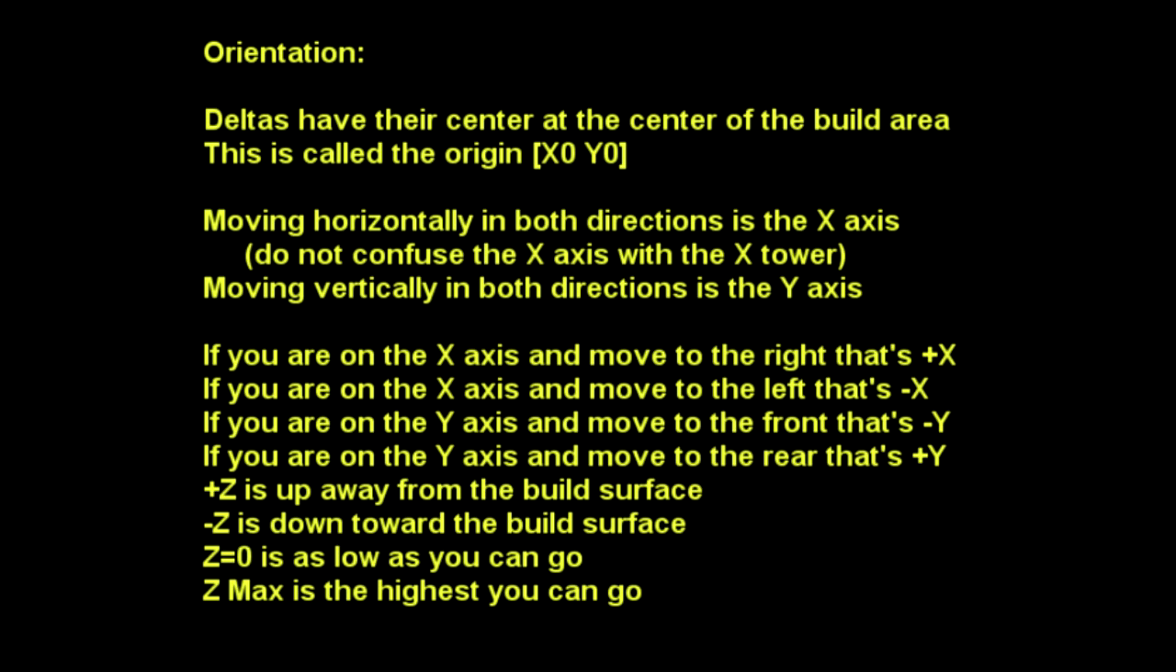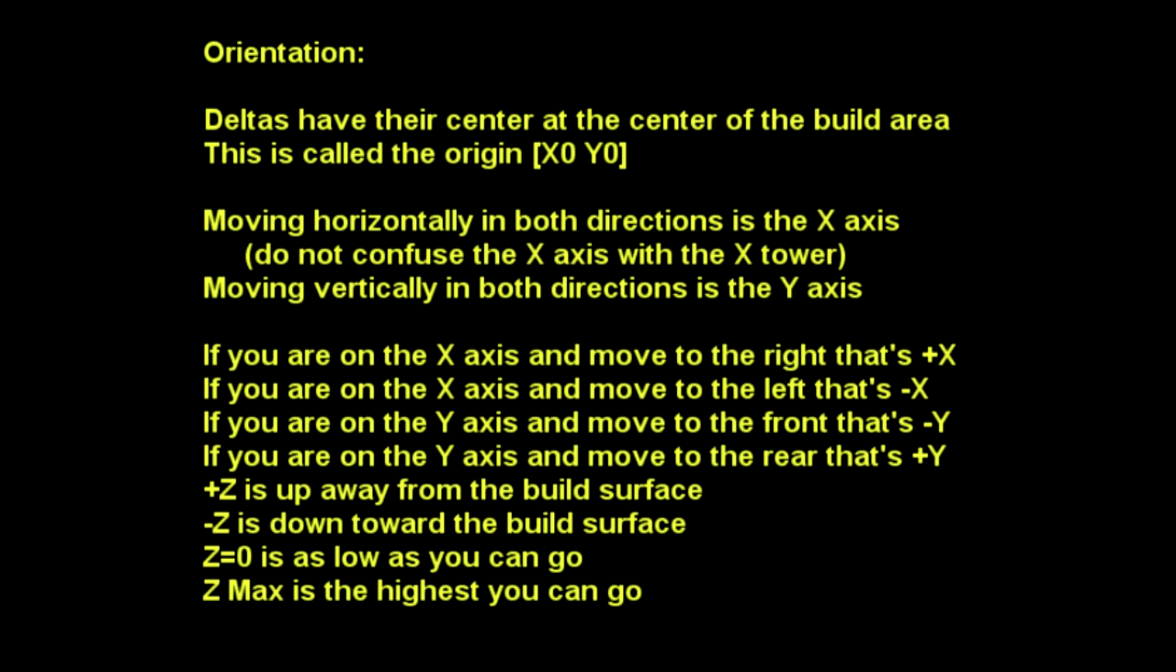If you move towards the left of the printer, that is the minus X direction. If you move towards the right, that's the plus X direction. Moving to the front of the printer is the minus Y direction, and to the rear is the plus Y. Z equals 0, or simply Z0, is as low as you can go and will be when the nozzle is just touching the build surface.